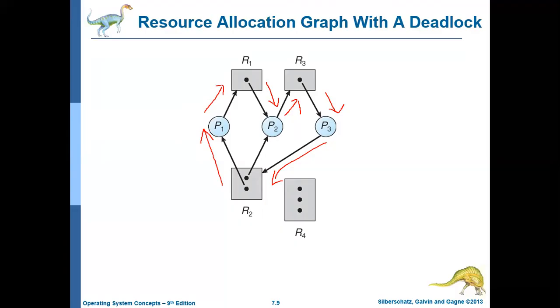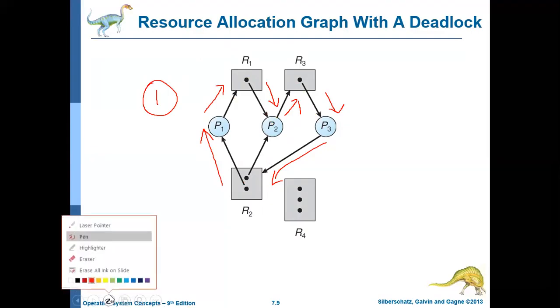This cycle goes like this, and again it comes back to the start. So there is a cycle. Sometimes a graph may have more than one cycle also. So this is one cycle. Let us see whether there is any other cycle or not. Let us start from P2.